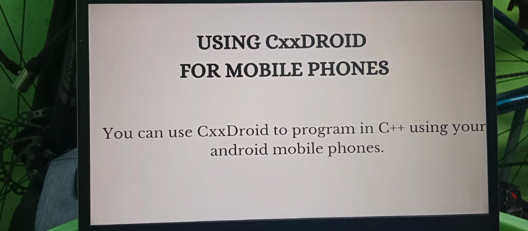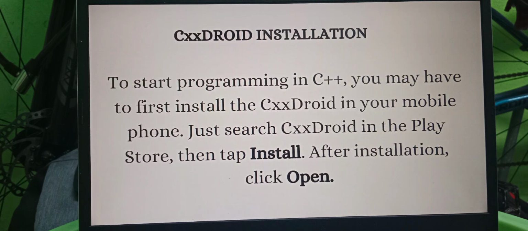Using CXXDroid for mobile phones. You can use CXXDroid to program in C++ using Android phones. CXXDroid installation. To start programming in C++, you may have to first install CXXDroid in your mobile phones. Just search CXXDroid in the Play Store, then tap Install. After the installation, click Open.